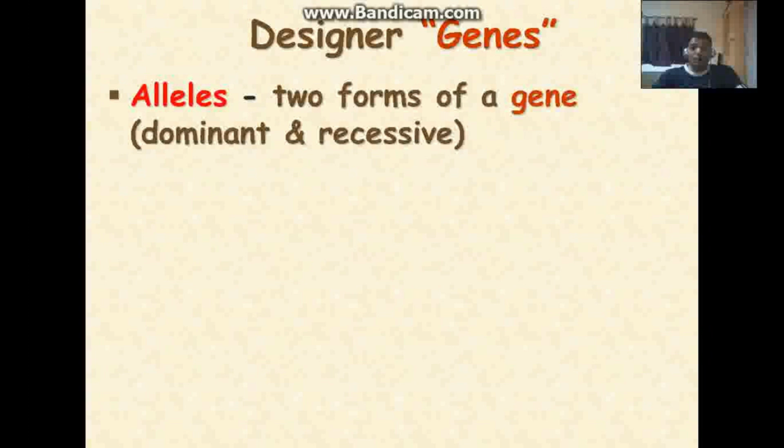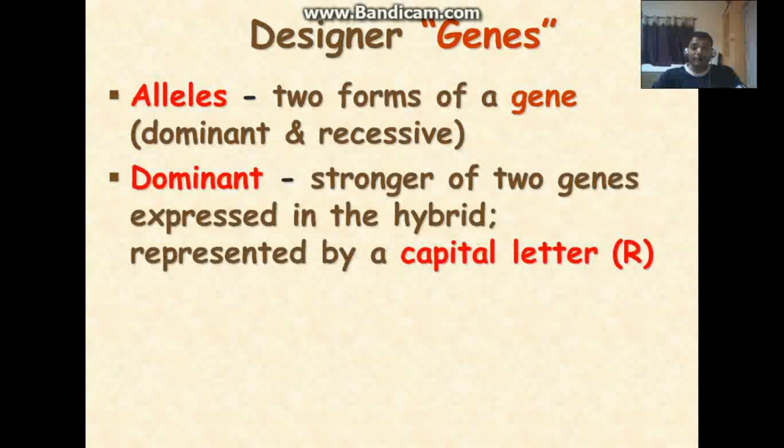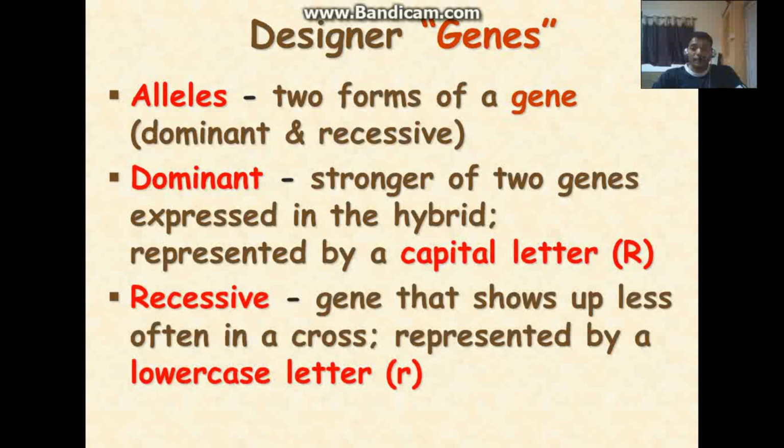Now we go on to another terminology which is called alleles, which are two forms of a gene. One can be dominant and the other can be recessive. Dominant is one which is stronger or which exhibits its character, which is represented by a capital letter. The recessive gene is one which is masked by the presence of the dominant gene, and it is represented by a lowercase letter.